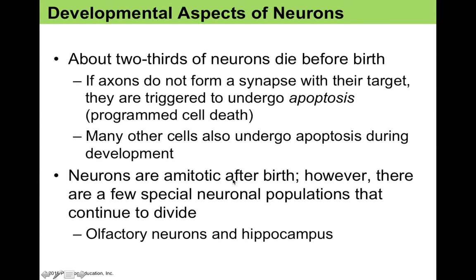Now, these neurons are amitotic before birth. However, there are a few special neuronal populations that can divide after birth, especially in areas like your olfactory neurons, in your olfactory bulbs for smell, and your hippocampus, which is involved with learning and memory. These are some of the few areas where you still have nerve cell division, and you can generate new ones to replenish maybe aging or damaged neurons.